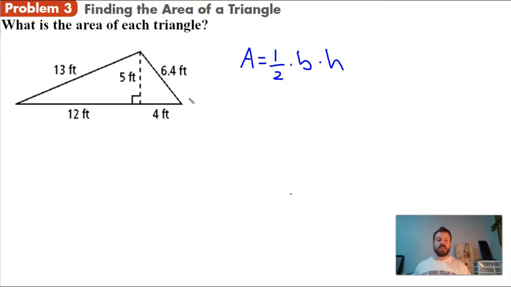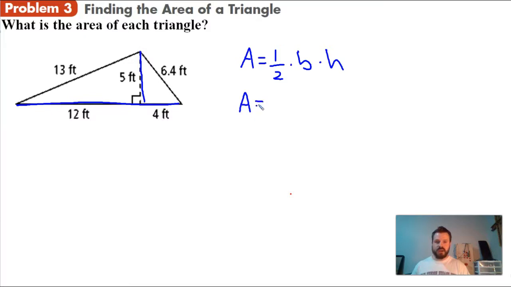The trick is we need to pick the base that has the height that goes along with it. In this case, 5 is my height for the bottom of the triangle is the base. A side length at a right angle to the base that reaches the vertex or the other corner of the triangle. I don't know what the height is for this 6.4. I don't know what the height is for the 13. That's why I've got to use the 12 plus 4 as my base, and the 5 is my height.